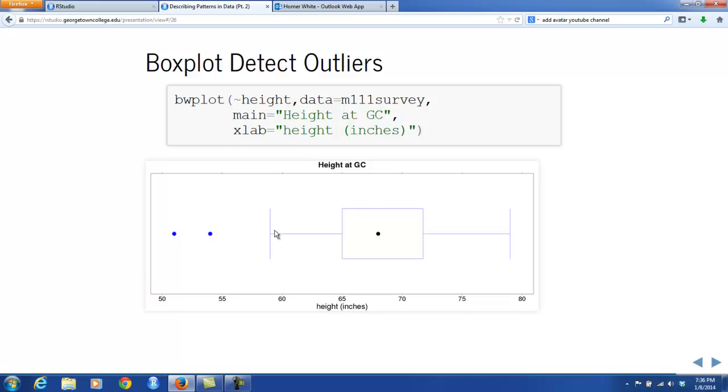It's still the case that the first whisker should contain about the lowest 25% of the data, and that the box should contain the middle 50%, and this dot here is still the median. There were no outliers in the upward direction. We can tell because there were no points plotted out here individually. So this hinge does represent the maximum height, which is about 78 inches, I believe, in the Math 111 survey data. So anyway, R will do the best job it can to locate possible outliers for you.